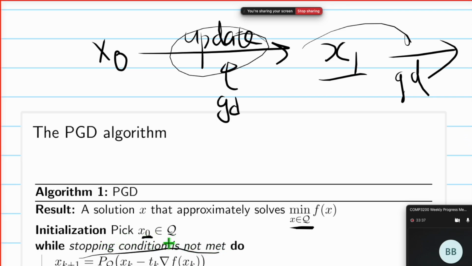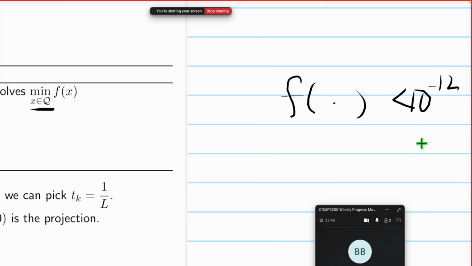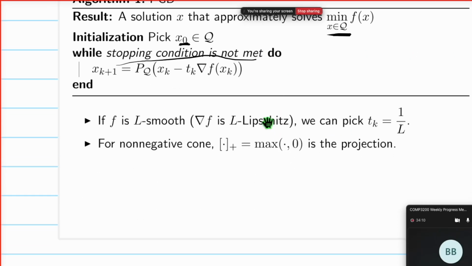What does it mean? You have some stopping condition. Let's say your stopping condition is f value smaller than 10 to the negative 12. If this is the case, finish. Your algorithm stops. So that means you keep making the function value go down until you reach some value. Then you say, okay, I stop.